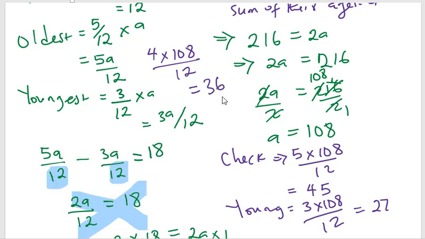So we had 36 here. Okay, now 36, let's just add up. 36 plus 27 plus 45. Let's do that and get the answer.